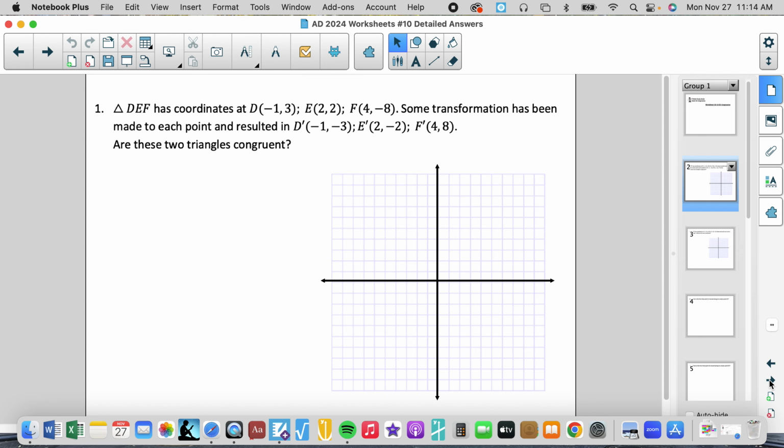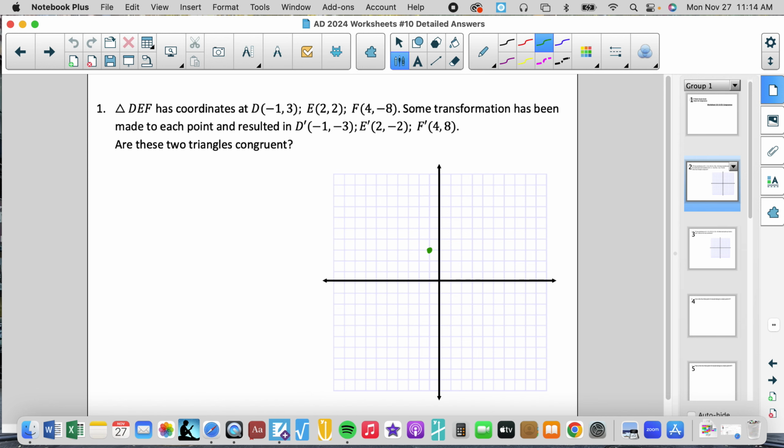It says triangle DEF has the coordinates D at -1, 3, E is 2, 2, and F is 4, -8. So that is F, this is E, and this is D. That is an interesting triangle, but we will draw it and connect those dots.